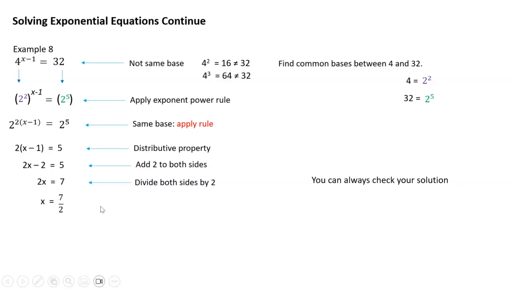Now, again, let me check my work. The solution was 7 over 2, so let's plug it in for the x's. 7 over 2 minus 1 is going to give us 5 over 2. If we have 4 raised to the power of 5 over 2, that is going to give us 32. So I know that's my correct answer. Okay.